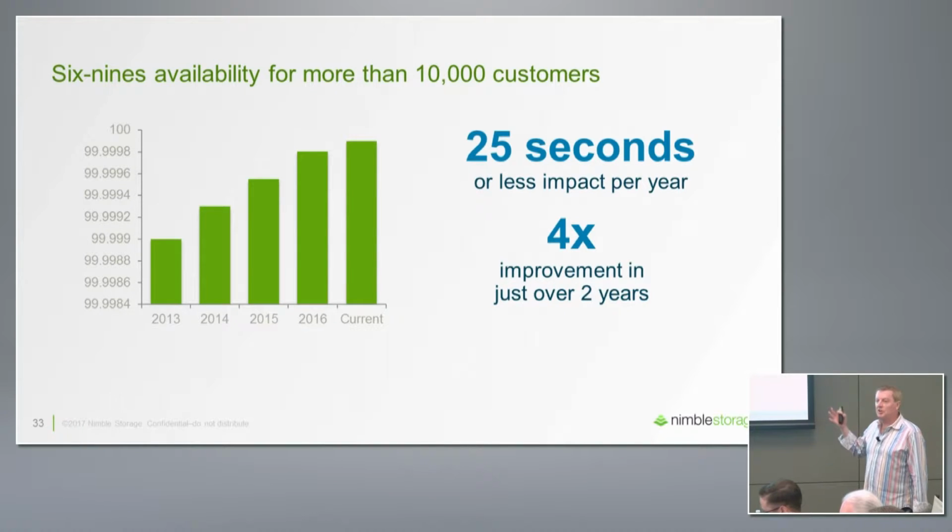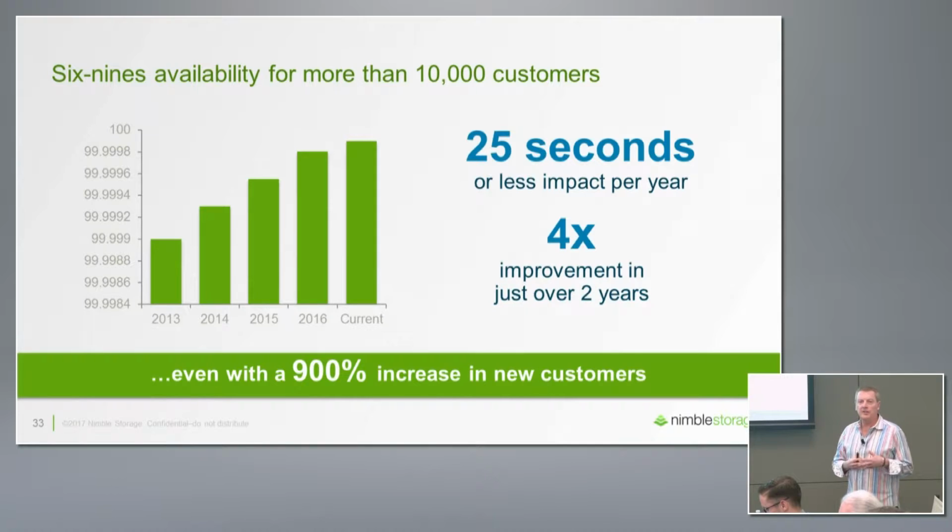And even just over the past 2 years when we last published our availability number on the web with 5 nines and a 7, going from 5 nines and a 7 up to where we're at today, that's about a 4 times improvement in availability. So something from around 100 seconds per year back with the 5 nines and a 7 to less than 25 nowadays. And all of that while increasing our install base from 2013 to now by over 900%.